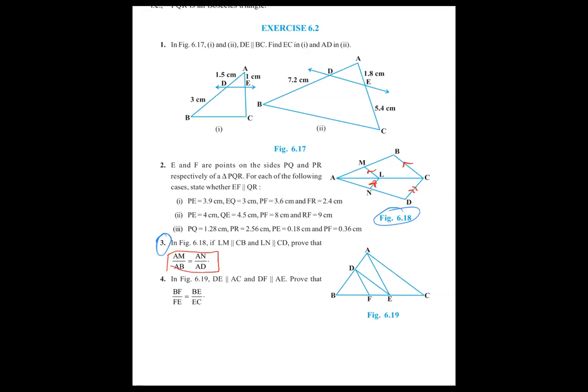So one thing, remember that in this exercise, every time you have to use basic proportionality theorem. Basic proportionality theorem means if a triangle is there and something is parallel to something, then this upon this is equal to this upon this. That is the main theorem. And then there are corollaries also. But basic is this one. Now whatever you have to prove, AM upon AB is equal to AN upon AD. They are asking us to prove that.